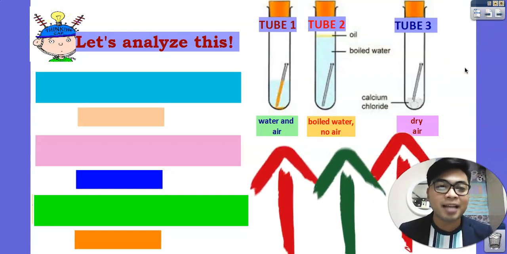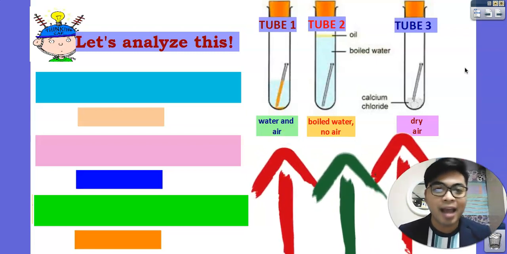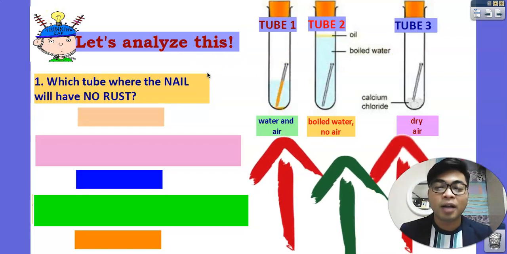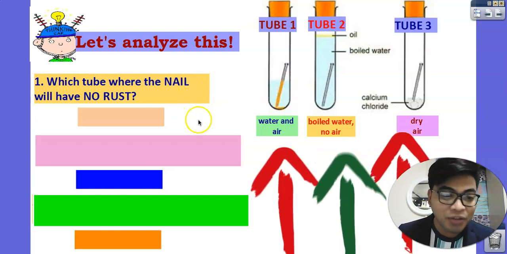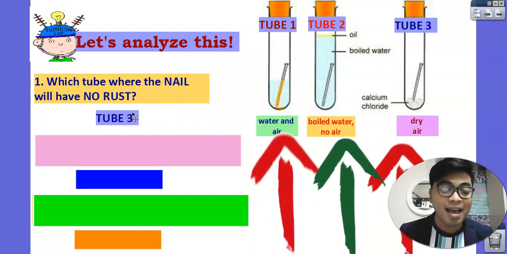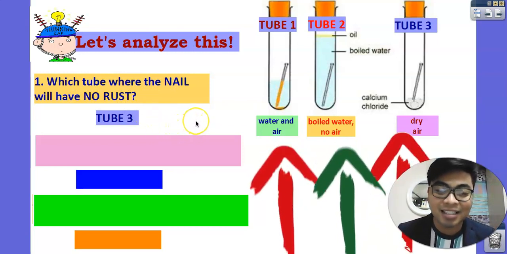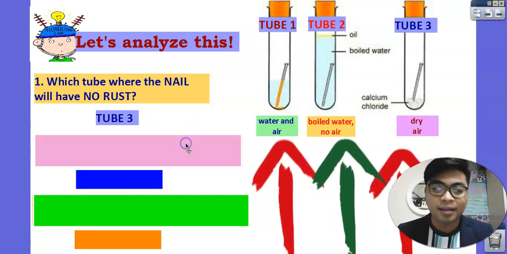I have it represented here. I only chose test tube 1, test tube 2, test tube 3: water and air, boiled water and no air, and dry air. So which test tube where the nail will have no rust at all? Which one do you think? Of course, it's test tube number 3. Why? Because there's no air present in it. It's just dry air. So basically, no oxygen or no moisture.